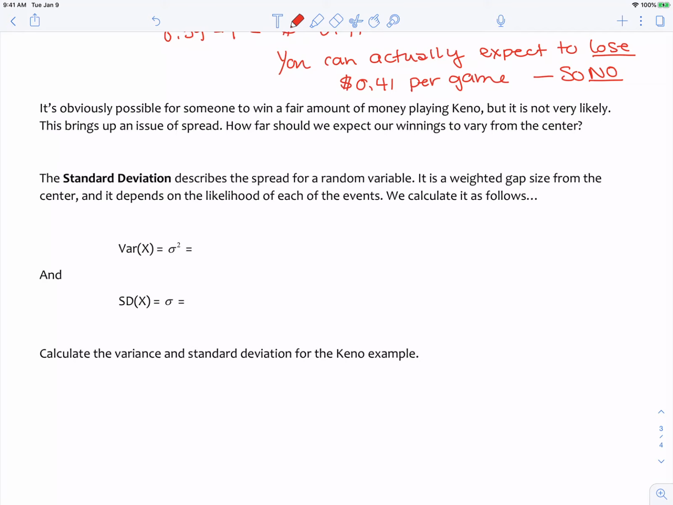So how far should we expect our winnings to vary from the center? Okay, so remembering that when we're thinking about amount of spread, we're thinking of how far on average values are going to vary from the mean. And so that is a measure of standard deviation. And so that's what we're going to try and calculate for these. So the standard deviation describes the spread for a random variable. It's a weighted gap size from the center and depends on the likelihood of each of the events. And so we're going to calculate this in, unfortunately, a fairly long process. Don't worry, we won't have to do it for too long.